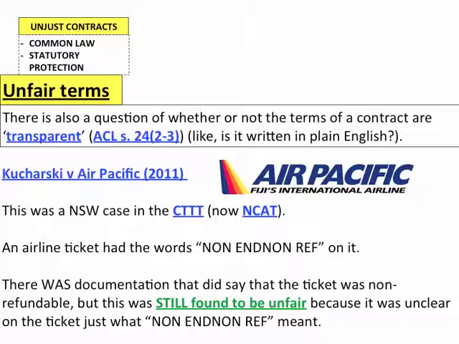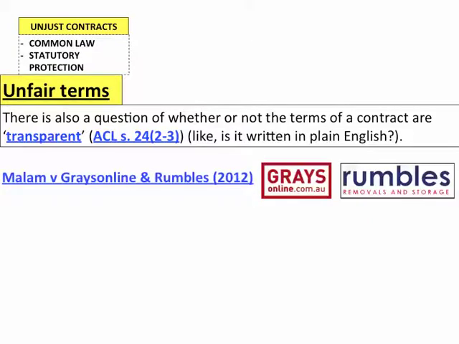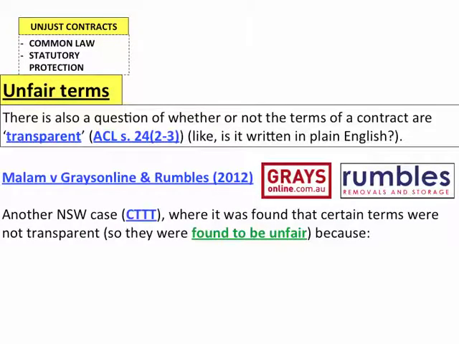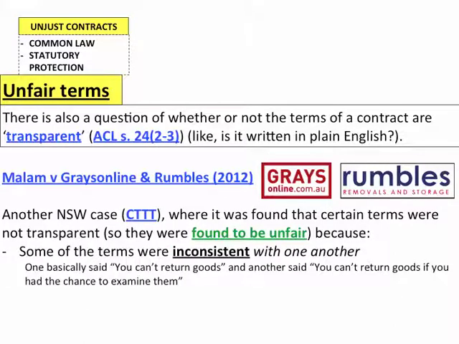Now, there was another case, Malum and Grays Online and Rumbles. Grays Online and Rumbles are separate businesses. One's a removals business, one is like an online auction business. And this is another CTTT case where the terms were found to be unfair. They were not transparent. The main reason was that some of the terms were inconsistent with one another. One term said, basically, you cannot return the goods. And the other said, you cannot return the goods if you had a chance to examine them first.